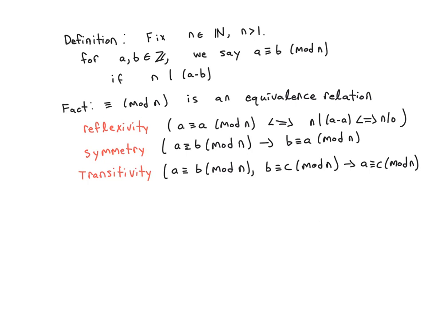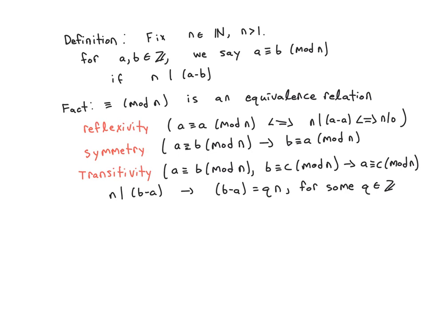In other words, if we have three integers a, b, and c, such that a is congruent to b modulo n, and b is congruent to c modulo n, then a is congruent to c modulo n. Note, of course, this means that we're assuming n divides b minus a, and n divides c minus b, and somehow we need to show that n divides c minus a. If we can do that, then we've managed to show that this relation is transitive.